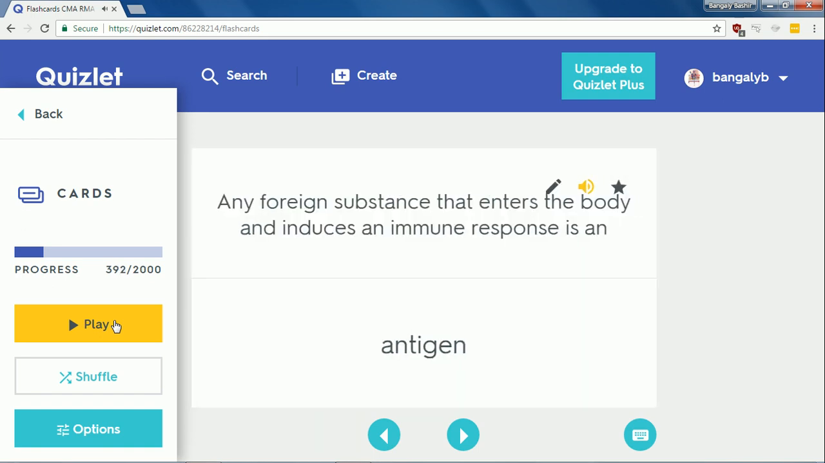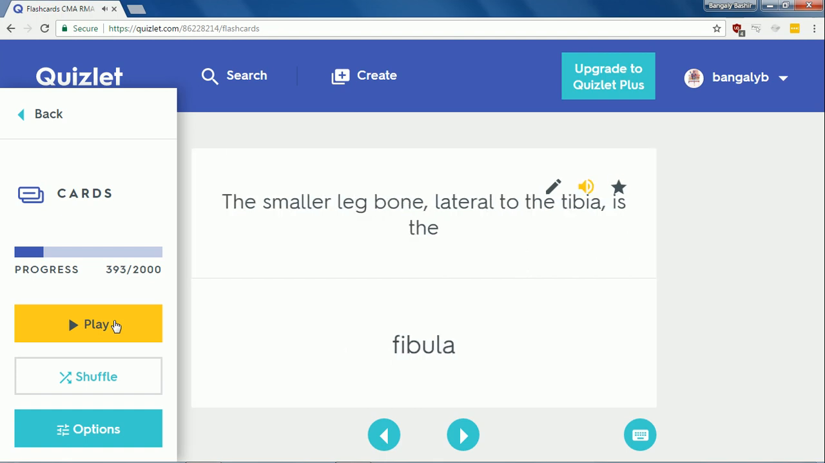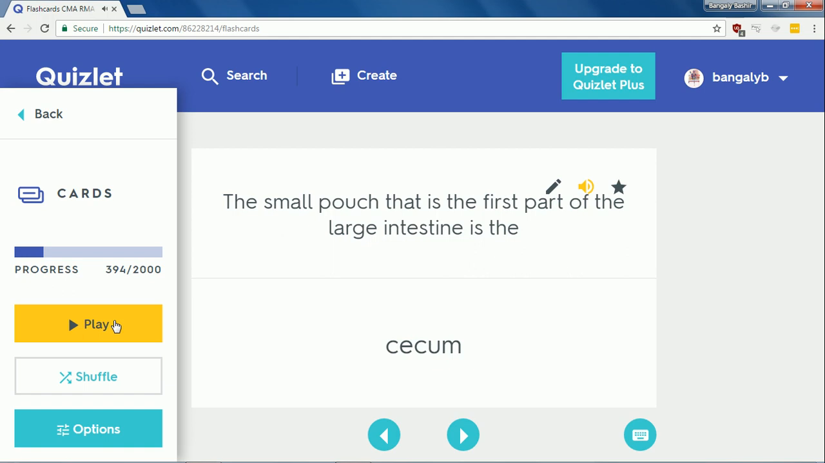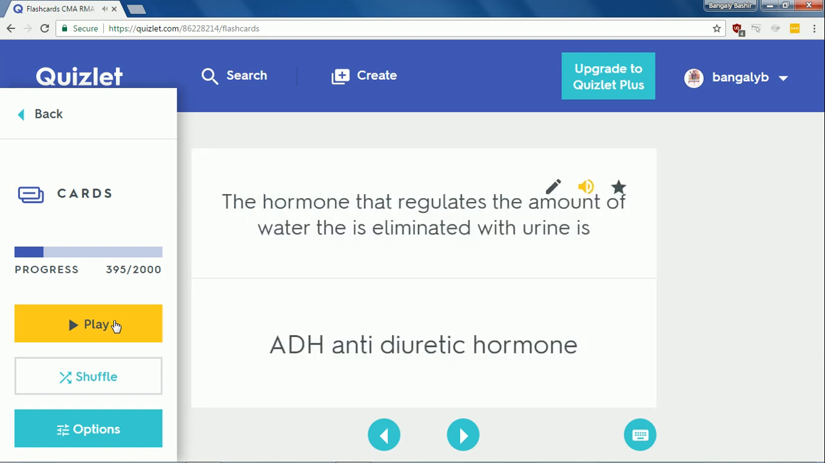Any foreign substance that enters the body and induces an immune response is an antigen. The smaller leg bone lateral to the tibia is the fibula. The small pouch that is the first part of the large intestine is the cecum. The hormone that regulates the amount of water that is eliminated with urine is ADH, antidiuretic hormone.